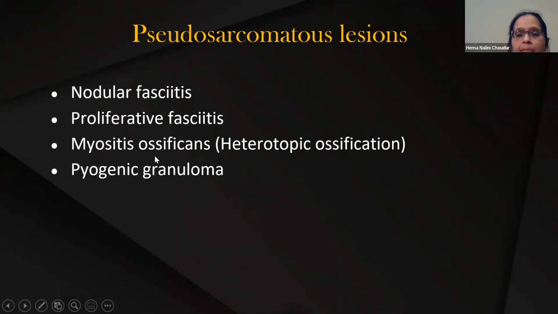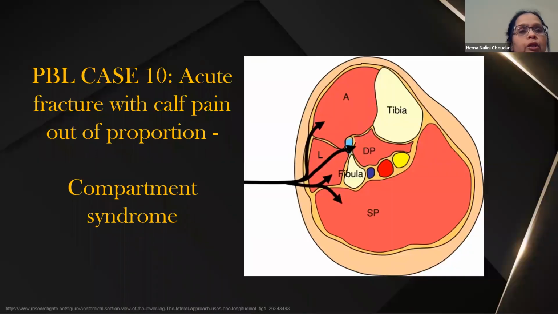So these are the imaging patterns that I have shown you of pseudosarcomatous lesions. I've not gone into sarcomas because I thought that would be an extensive one, and most of you are aware of soft tissue sarcomas presently. Now let's look at acute calf pain out of proportion to the level of pain presenting to the ER.